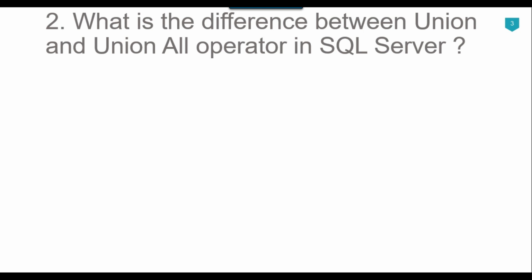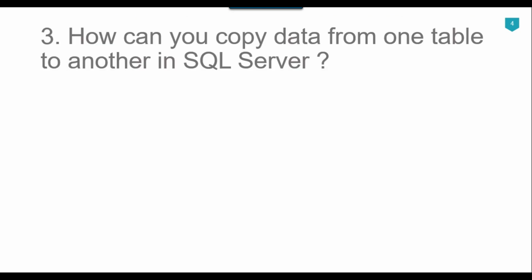Both UNION and UNION ALL operators are used to join two or more data sets into a single result set. The only difference is that UNION keeps only distinct records, while UNION ALL keeps all records including the duplicates. Because the UNION operator removes the duplicate records as well, it is a bit slower compared to the UNION ALL operator. Our third question is, how can you copy data from one table to another in SQL Server?